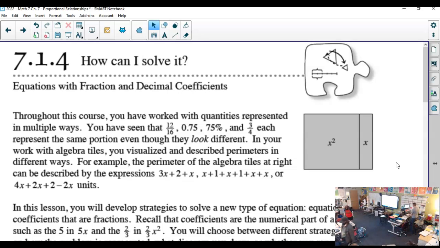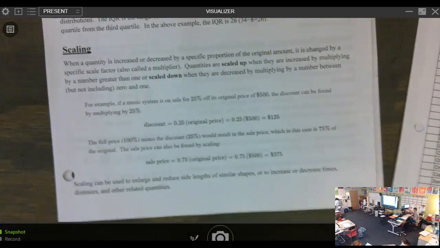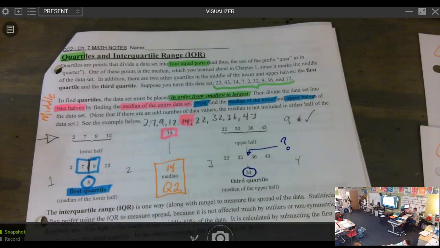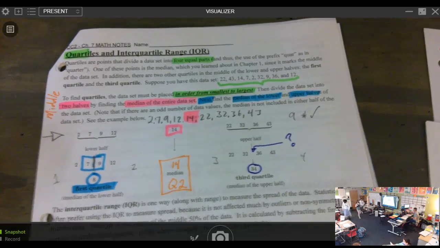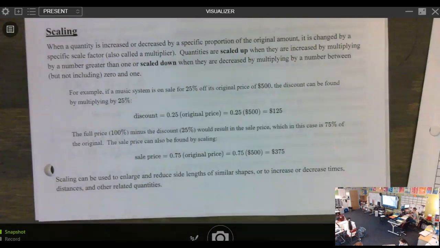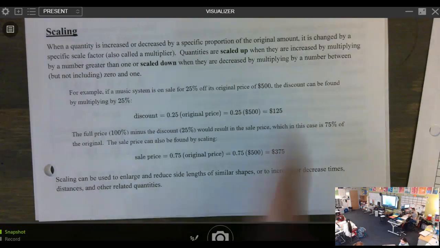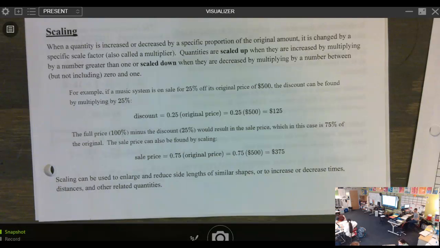Guys, the math notes that would go with today's lesson would be the scaling part, which is right below quartiles and interquartile range. So if you go right below that on your paper, what we were literally just talking about, this is the sort of stuff we're doing today. It's also what we were doing yesterday. So there's not really anything that you need to highlight specifically here. This is just your reminder of how to do it.